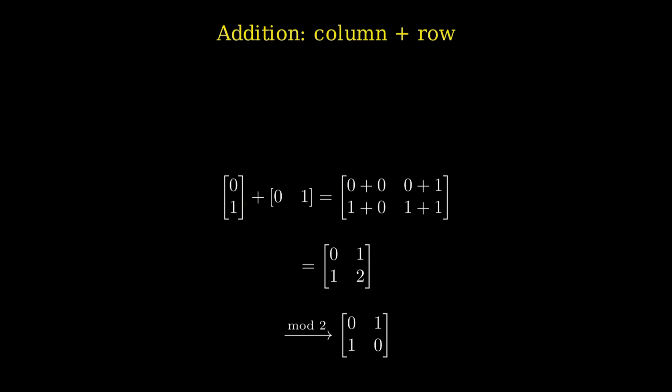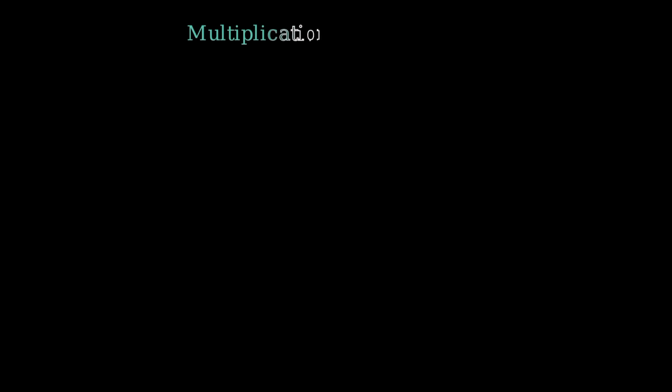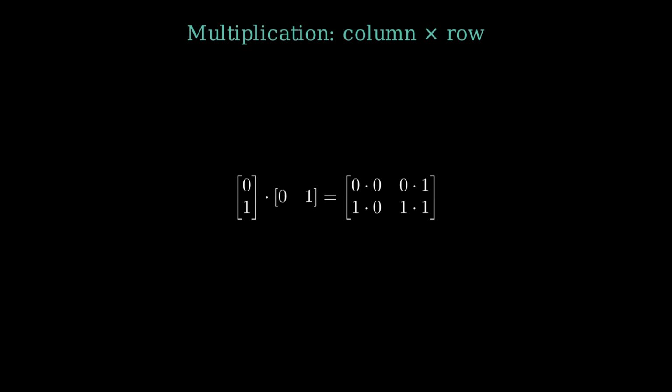For multiplication, column times row. Using the outer product, 0 times 0 equals 0, 0 times 1 equals 0, 1 times 0 equals 0, and 1 times 1 equals 1. This gives us the matrix [0, 0; 0, 1].